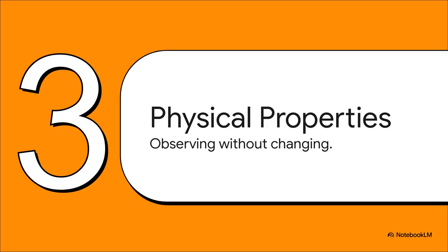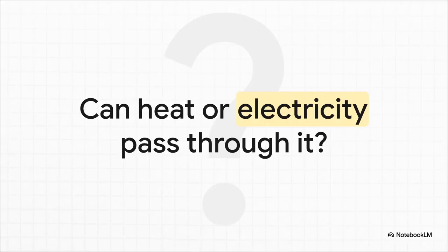Cool, so now that we know how to measure matter, let's grab the next set of tools from our kit. These are all about observation. We're going to start with what are called physical properties. And the key here is that these are things we can observe and measure without actually changing the substance itself. So our first little test is all about energy. Let's imagine we have a material. Can we pass heat through it? What about electricity? Asking this question reveals a really important property.